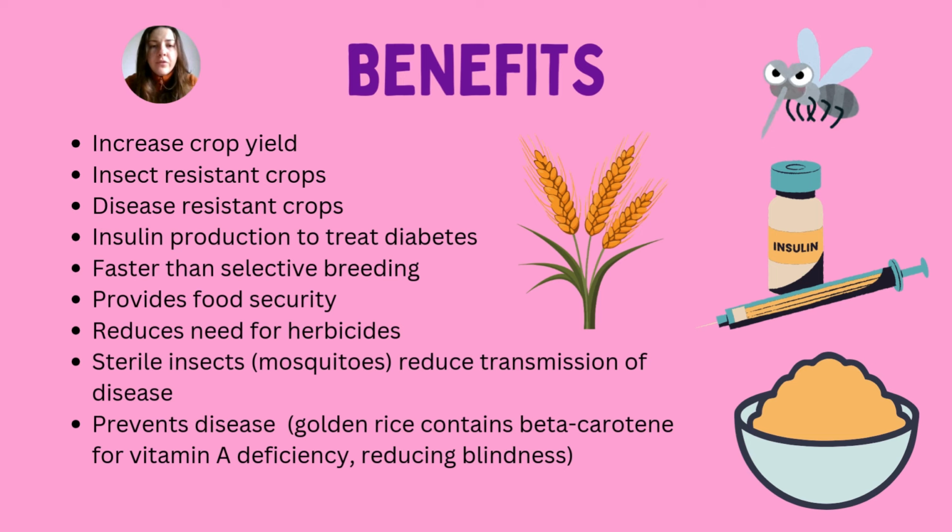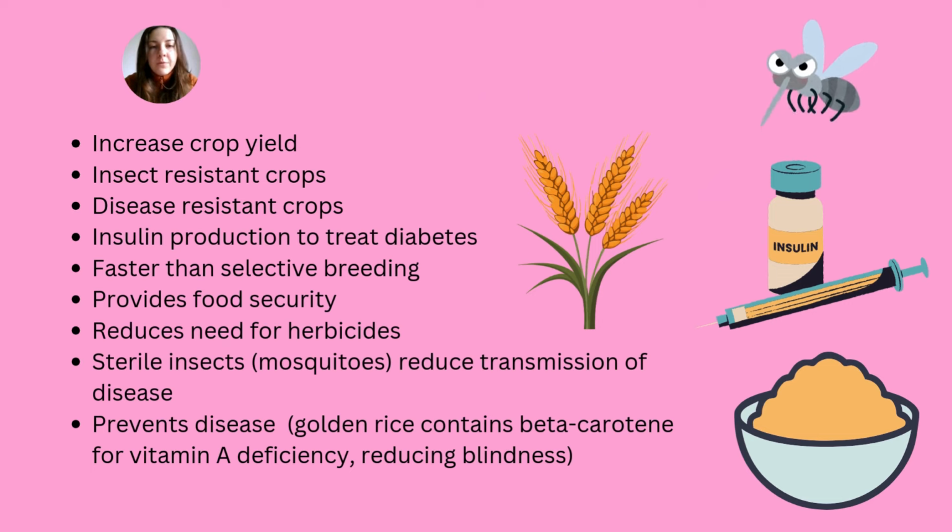Also, it could improve food security, and it could reduce diseases if we could genetically modify different vectors like mosquitoes, which I mentioned, and this could reduce the transmission of malaria, for example. And it could help with deficiency diseases as well, which we already see in the case of golden rice with beta carotene. So there's lots of different benefits, but the risks are ones to consider as well.